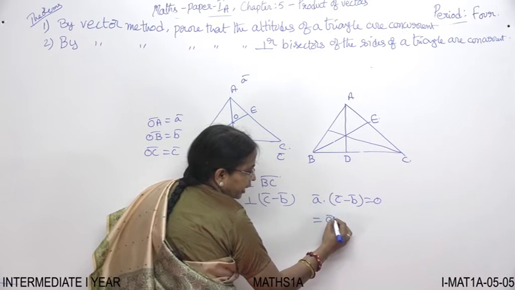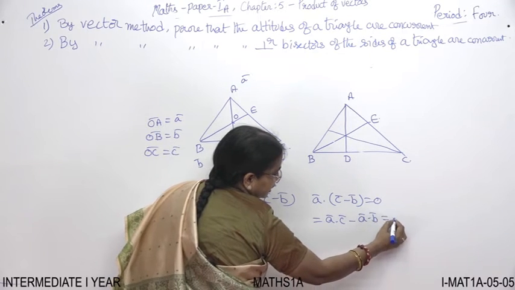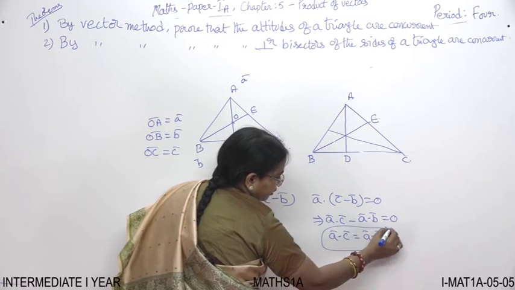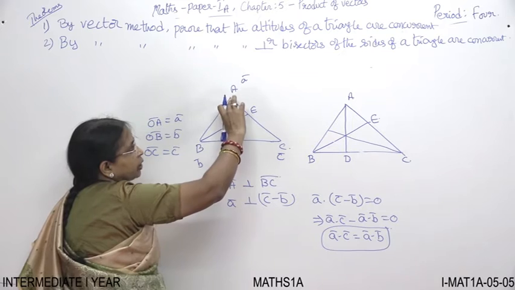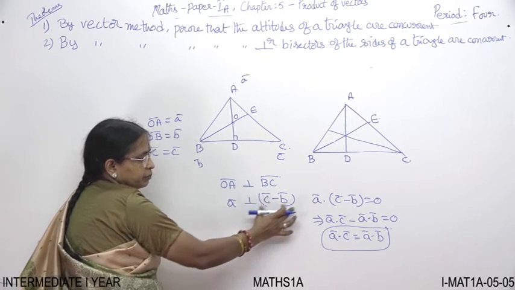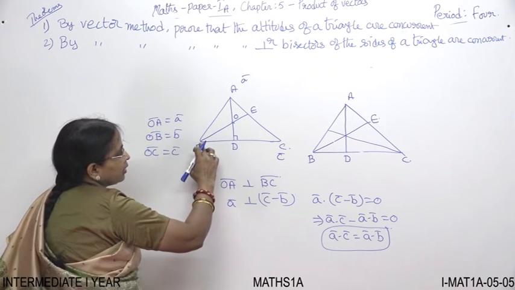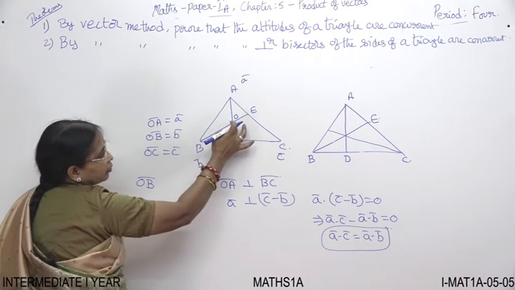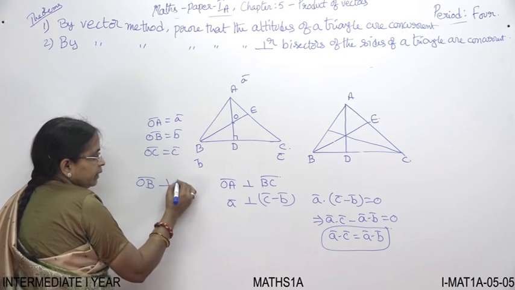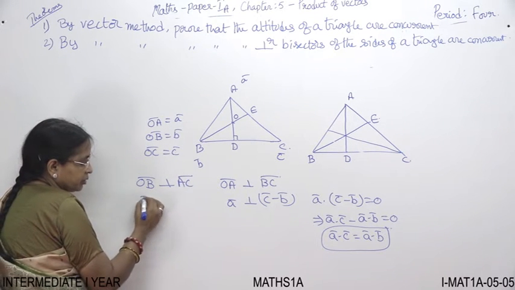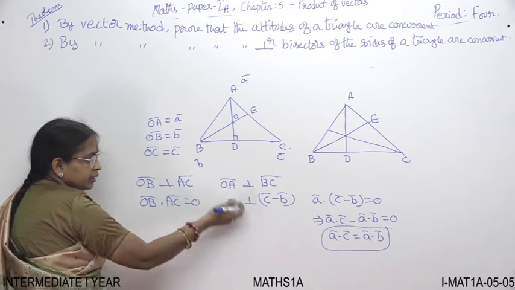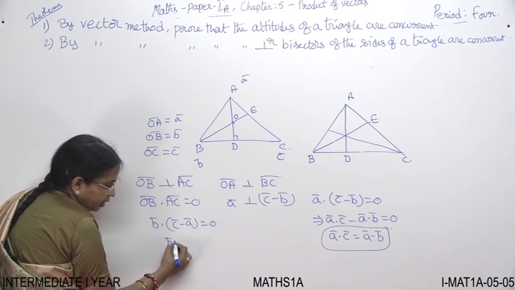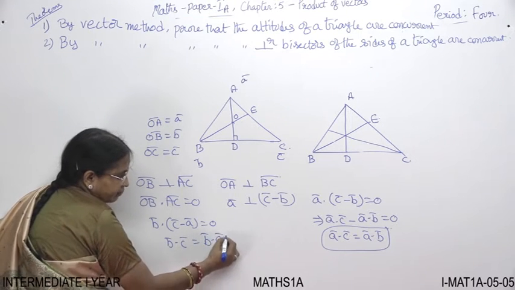So it is distributive. A dot C minus A dot B is equal to 0. So that means A dot C is equal to A dot B. So we have one equation like this. So from OA perpendicular to BC, we got this equation. Now we'll take BE, or OB is perpendicular to AC. So their dot product is 0. OB dot AC is equal to 0. In the same way, if you do, it is B dot of C minus A is equal to 0. Or B dot C is equal to B dot A. So like this you get.